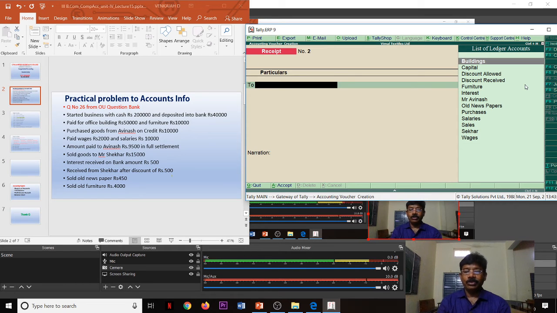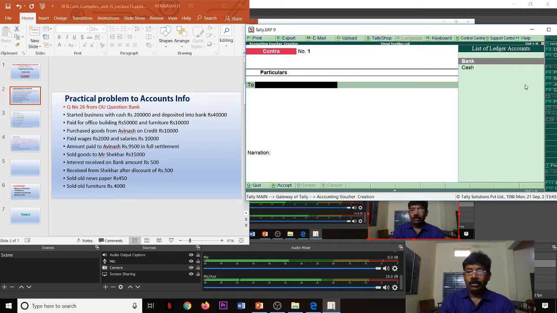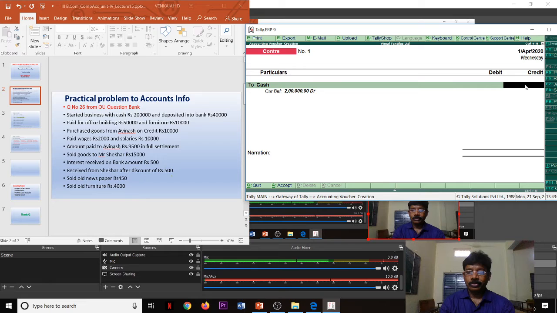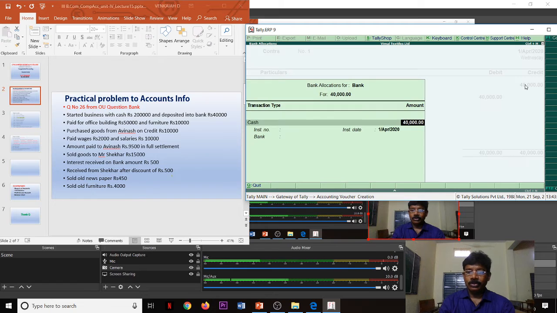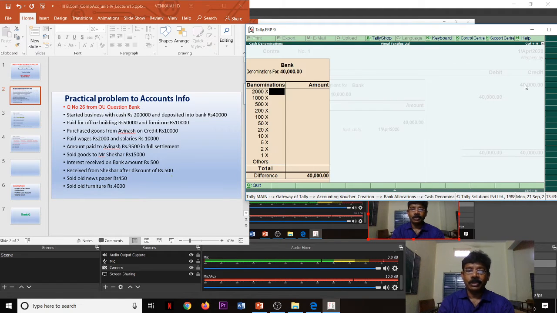Next, deposited into bank, it is a contra entry, F4. Bank account debit to cash account. Amount is 40,000. In this voucher, we can select only 2 items, not more than that.